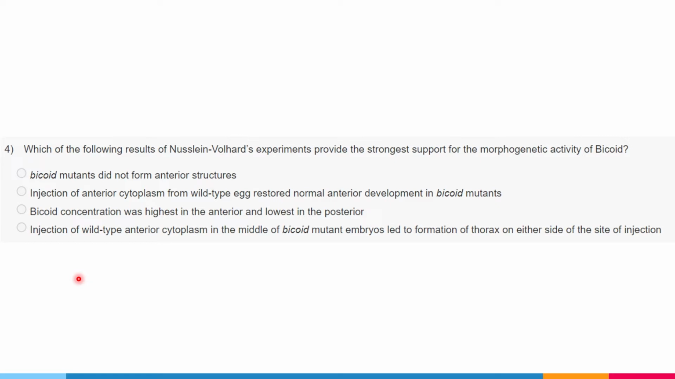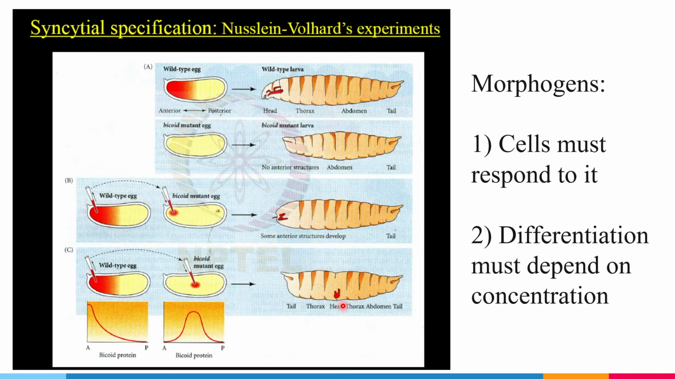Okay, so no one remembers, it seems, the experiment. Mullany says A, bicoid mutants did not form the anterior structures. Okay. Does someone want to add something? Okay. So let us look at the slides itself.